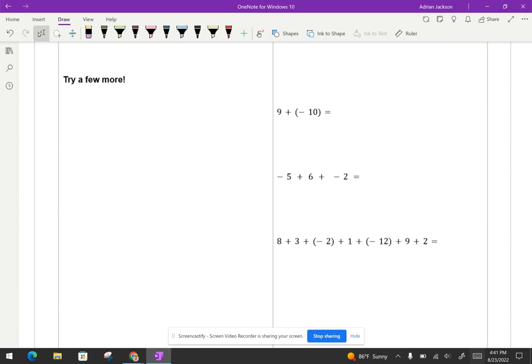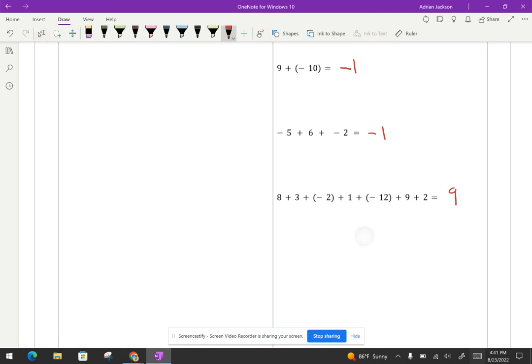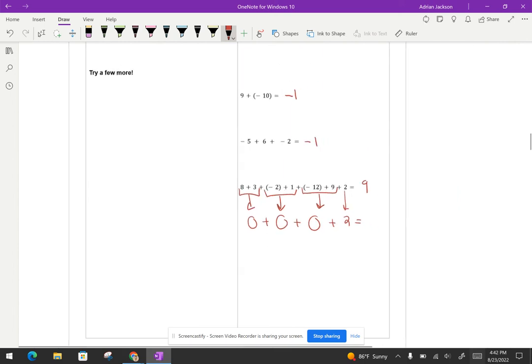All right, so these are a few more to try on your own. The answer to the first one is negative 1. The answer to the next one is negative 1. And the answer to the last one is 9. These are just ones for you to try on your own. This last one, I would take it step by step. Maybe do this first and get an answer. Do this, get an answer. Do these, get an answer. And then whatever you get, you'll have a number plus a number plus a number plus 2. So just take it step by step there.